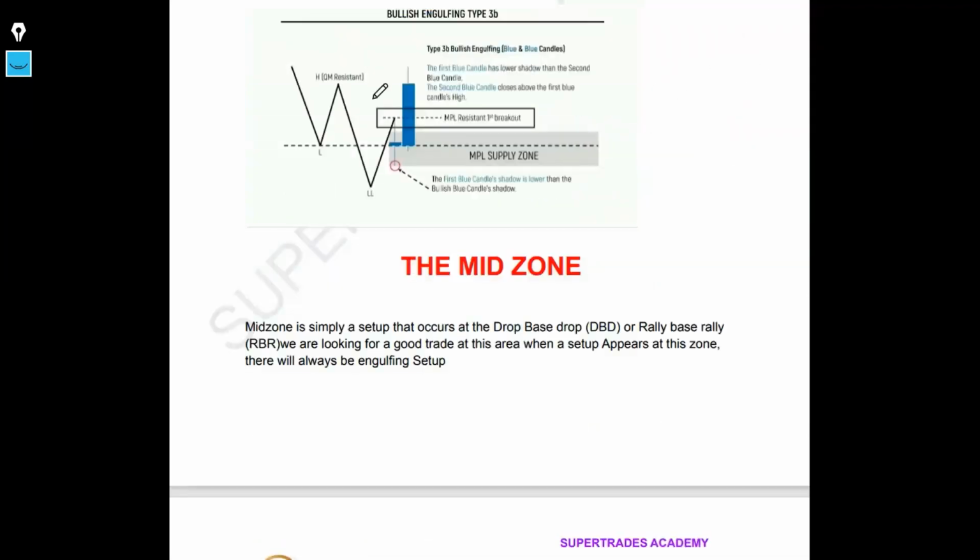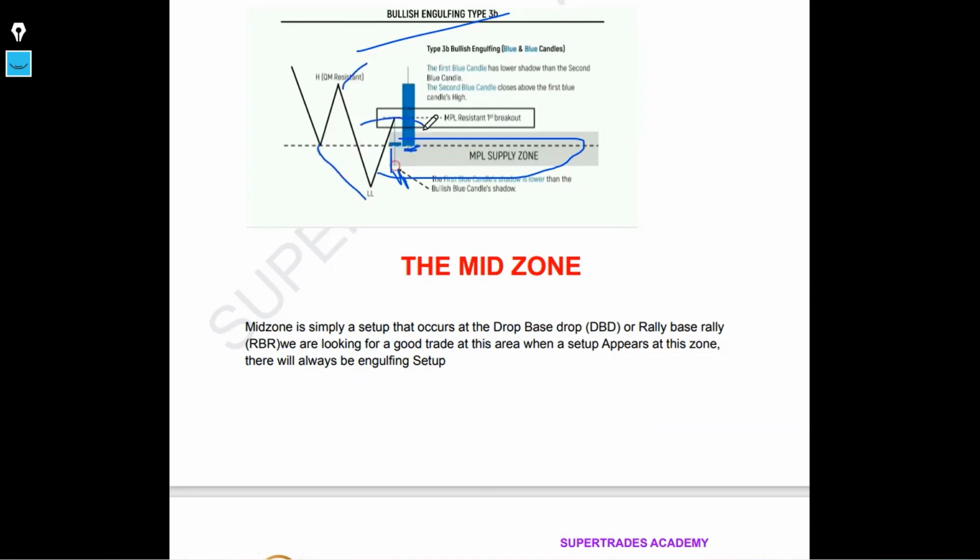So you must know all these things, guys, before you start trading my strategy. That's why I first understood the types of engulfing before placing clear trades and growing small accounts. So this is the type 3 buy, where the first blue candle has a lower shadow than the second blue candle, and this is the maximum pain level where you have to enter your buy from, when the market has made a lower low.